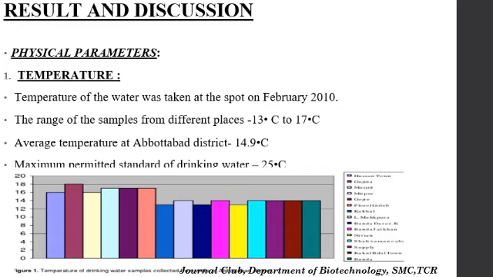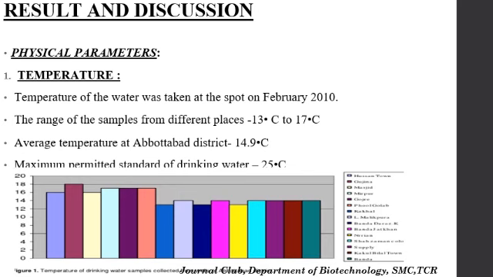Temperature range of samples from different places varies from 30 degrees Celsius to 17 degrees Celsius. Average temperature of water of Abbottabad district is 14.9 degrees Celsius. The maximum permitted standard of drinking water is 25 degrees Celsius. So, the water of Abbottabad district is suitable for drinking purposes.